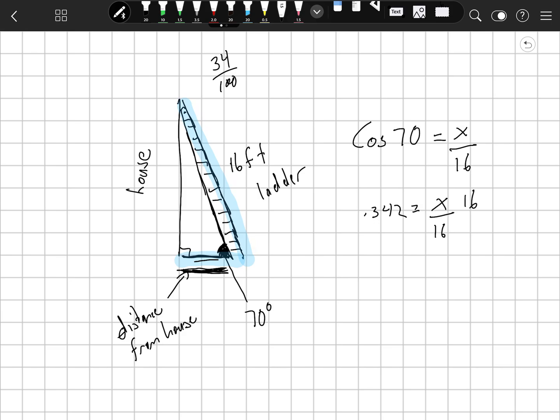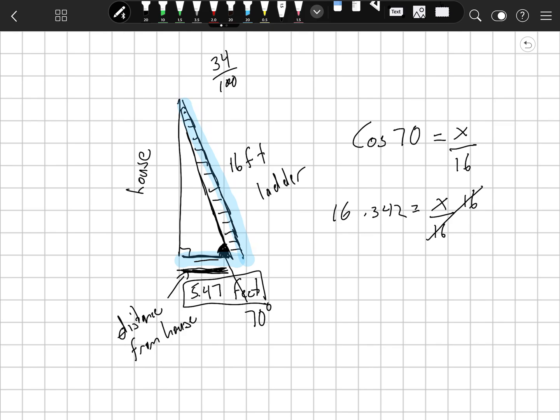Now you just multiply both sides by 16, and you come up with x. So I'm going to times that by 16, and I get 5.47. So we are about 5.5 feet away from the house. You shouldn't be any more than 5.47 feet, otherwise it starts to get dangerous.